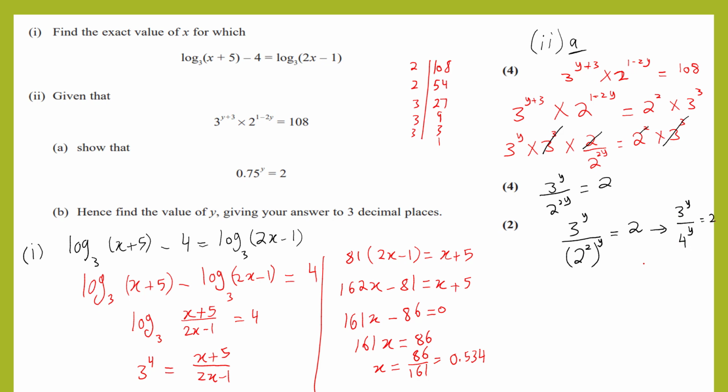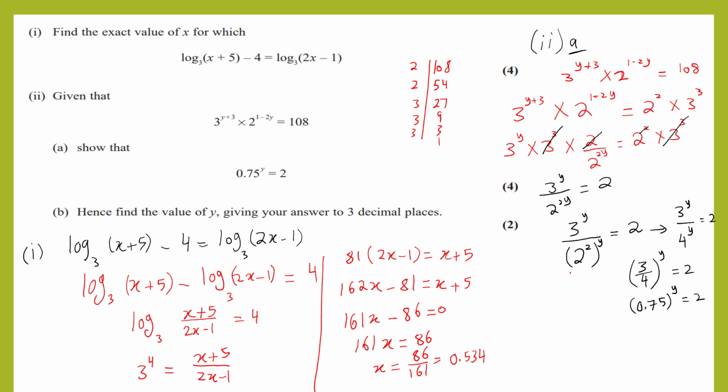So you can keep it as one fraction. 3 over 4 is 0.75, to the power of y is equal to 2. This is what we needed to show, and already we have shown this. So we proved that 0.75 to the power of y is equal to 2.